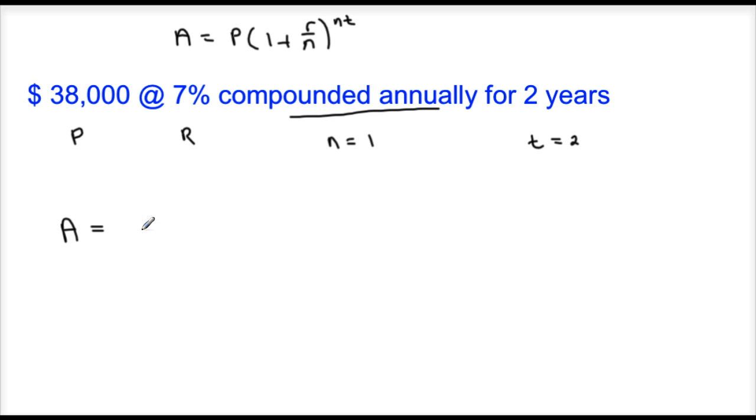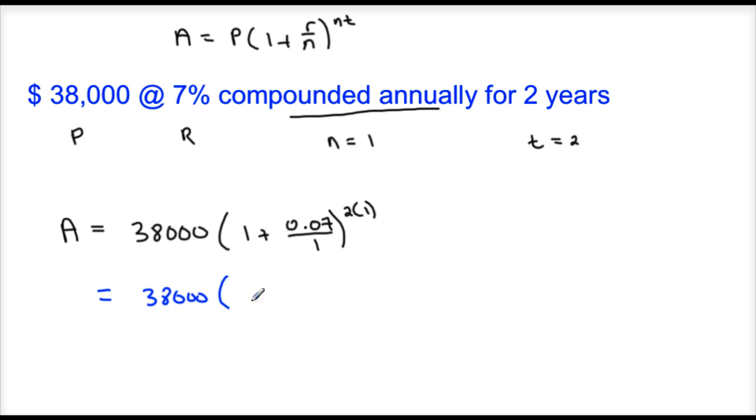So A equals 38,000 times the quantity 1 plus R, which is 7%, but you have to convert your percent into a decimal. Okay, make sure you do that. 0.07 divided by 1 to the NT power, or 2 times 1 power. You can simplify this. 38,000 times the quantity 1 plus 0.07 divided by 1 is 0.07, and 2 times 1 is just 2. You can simplify this a little further, or you can plug this right into the calculator just like this.